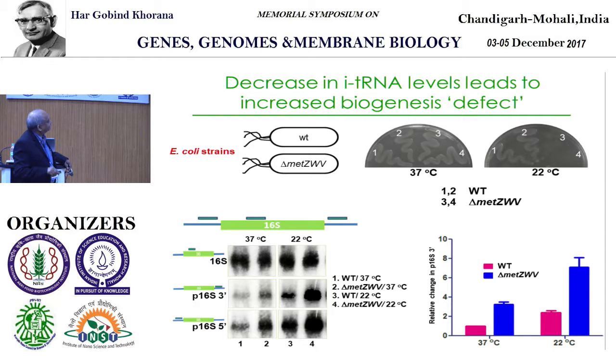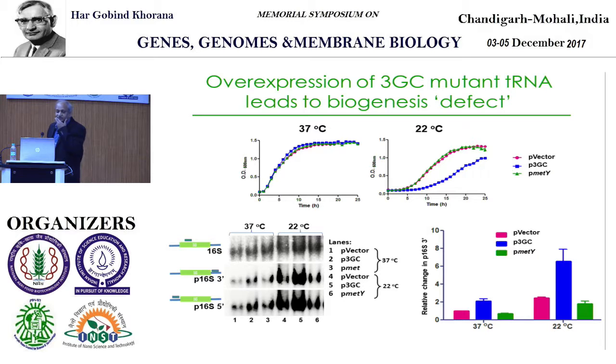And he can then take the ratios and come up with this kind of a plot, where the wild type strain has that much precursor. As you delete the tRNA genes, the precursor levels go up. At 22 degrees, this really goes up. So he set it up as an assay system, and then he started asking questions as to what happens. Now, another observation that he made was that if he takes the wild type strain of E. coli and overproduces the tRNA which has a mutation in the 3 GC base pairs, that also gives him the cold sensitive phenotype.